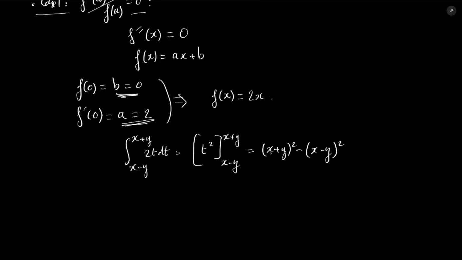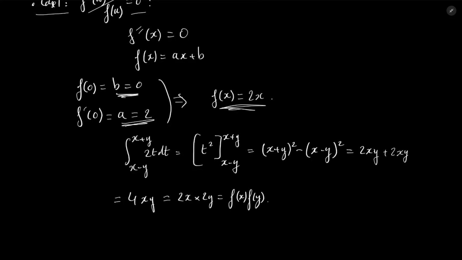And you can easily simplify that by using the fact that (x plus y) squared is equal to x squared plus y squared plus 2xy. Here you would have x squared plus y squared minus 2xy, and at the end you will obtain 2xy plus 2xy, which is equal to 4xy. And we notice that this is also equal to 2x multiplied by 2y, which is f(x) f(y). So indeed, the function f(x) equal to 2x works for that equation.